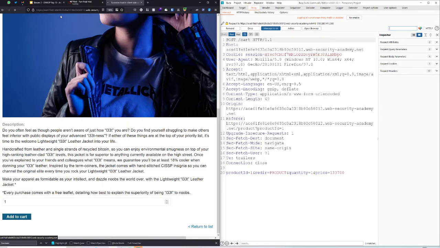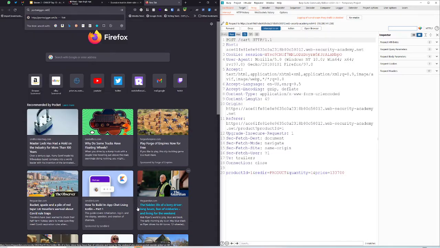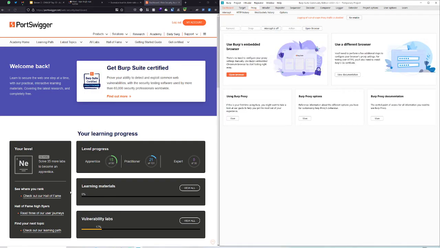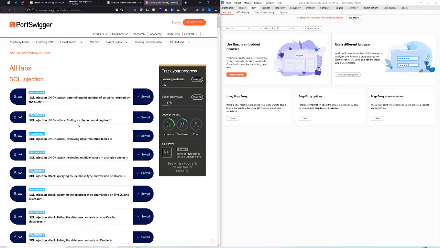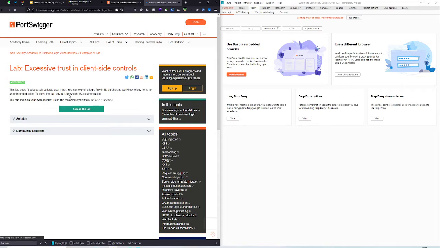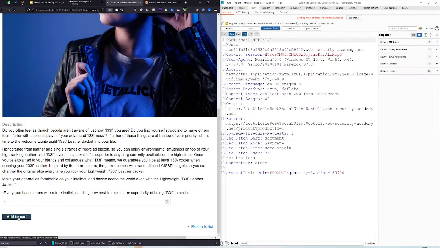Let's go back to PortSwigger quickly. So web security, just so we can see the main purpose of this exact lab. Business logic. The lab doesn't adequately validate your user input. You can exploit the logic flaw in its purchasing workflow to buy items for an unintended price. To solve the lab, buy a leather jacket, which is this one. Awesome. So add to cart.